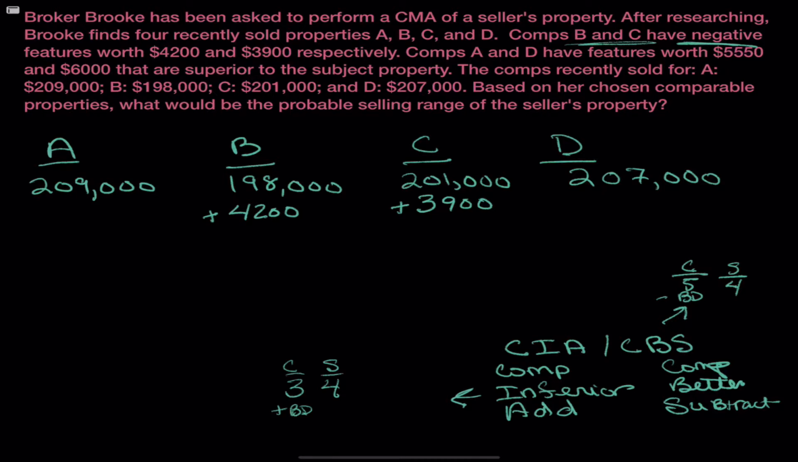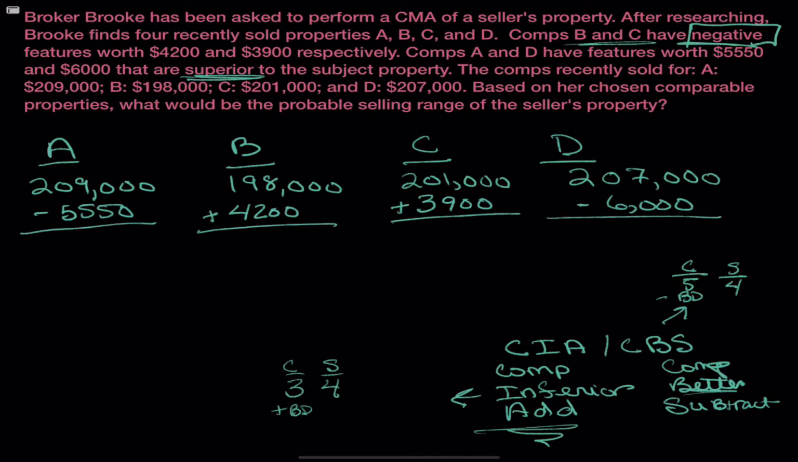So our comps B and C had negative features worth $4,200 and $3,900 respectively. Please make sure you don't just assume that the negative means you subtract. We're going to be adding so that we can make them match. That's going to be the comp inferior add. And then comps A and D have features that are worth $5,550 and $6,000. So we'll go ahead and do the $5,550 here and the $6,000 here. These features are superior to the subject property. The comp is better, so we're going to be subtracting.